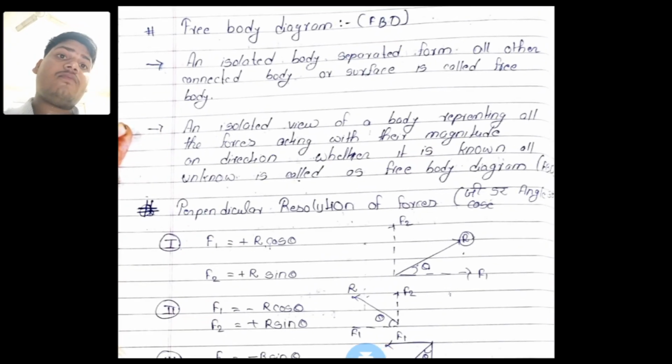Okay. Now we discuss what is a free body diagram. An isolated body separate from all other connected bodies or surfaces is called a free body. An isolated view of a body representing all the forces acting, with their magnitude and direction, whether known or unknown, is called a free body diagram.